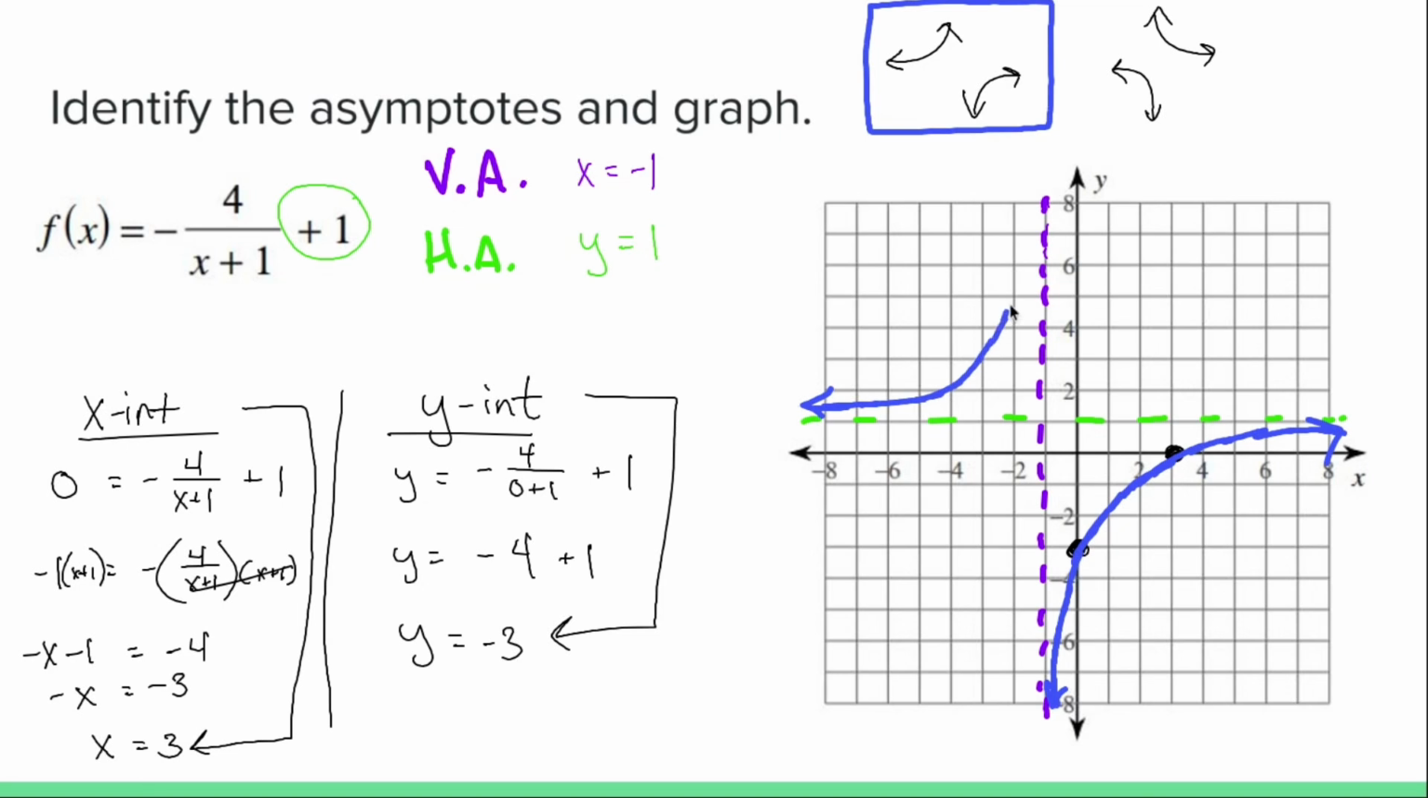Okay, you could use points to plug in. That's okay. Here I'm not looking for perfection. I'm looking for accuracy, right? And so this is going to be the graph of the rational function. So pretty crazy stuff.